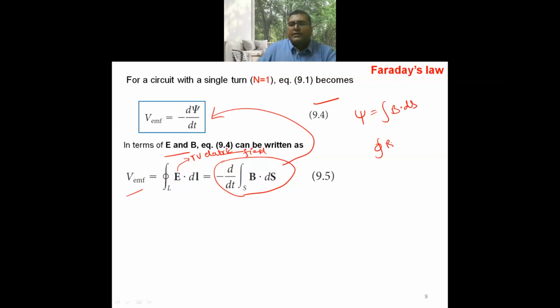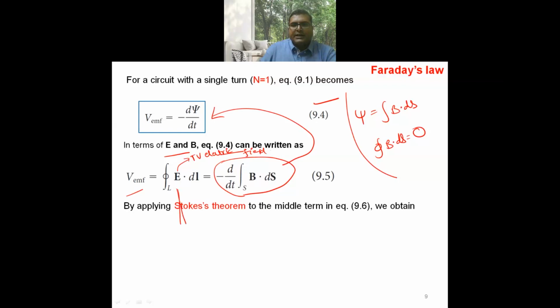And if it is a closed surface integral, then from Gauss law for magnetic fields, an isolated magnetic charge does not exist, so it is equal to 0. Please make a note, the integration is an open surface integral, not a closed surface integral. Here it is an open surface integral.